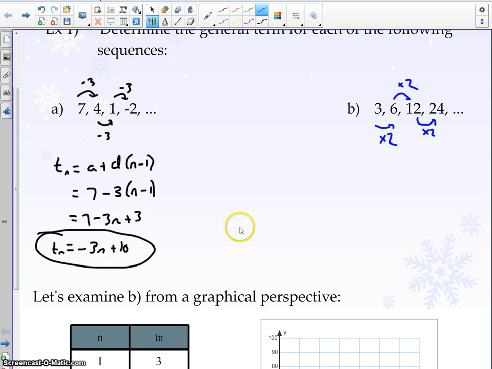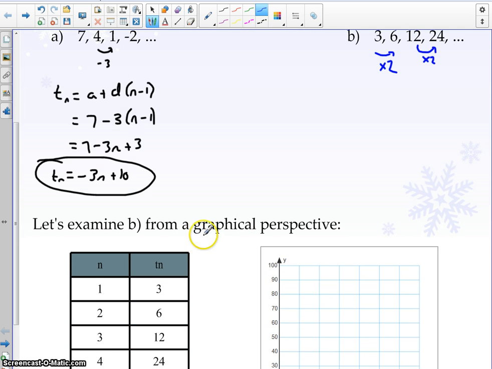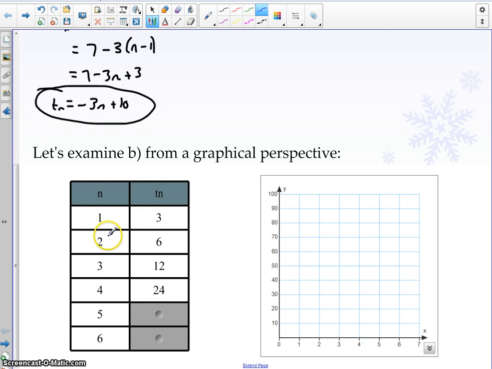So let's take a look at what this one looks like on a graph. So here are the first 4 terms. Okay, so terms 1, 2, 3, and 4 are 3, 6, 12, and 24 respectively. And you can look at your next two terms here. 24 times 2 would give you 48, and 48 times 2 gives you 96.